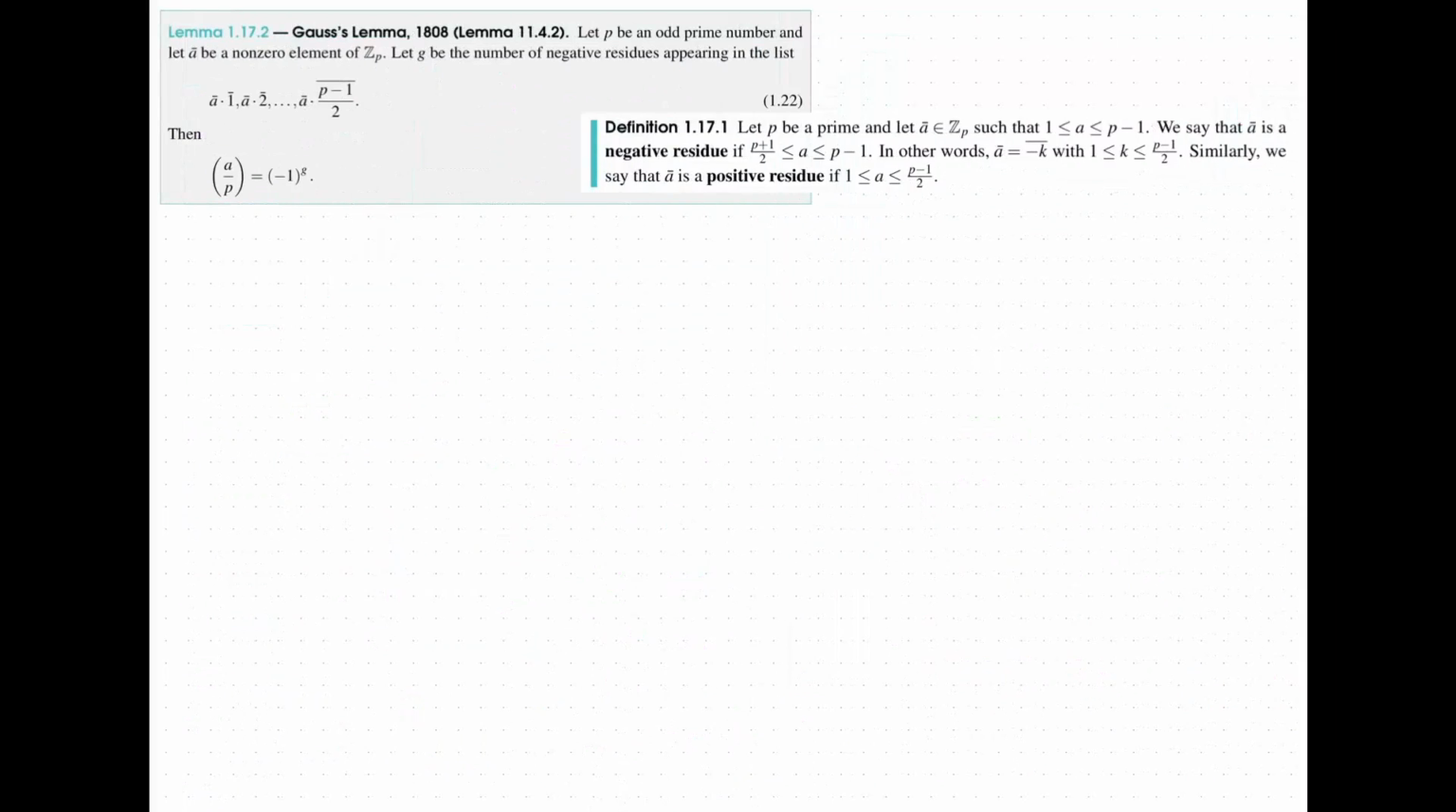And so what Gauss's lemma does is give us a new way of computing the Legendre symbol by counting the number of negative residues. Specifically, if p is an odd prime number, and a bar is a non-zero element of the integers modulo p, and we let g be the number of negative residues appearing in the list that we just considered, a bar times 1 bar, a times 2 bar, all the way to a times (p minus 1)/2 bar, then (a on p) is equal to negative 1 to the g. So how do we prove this?